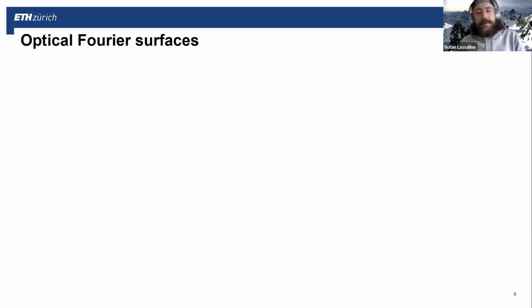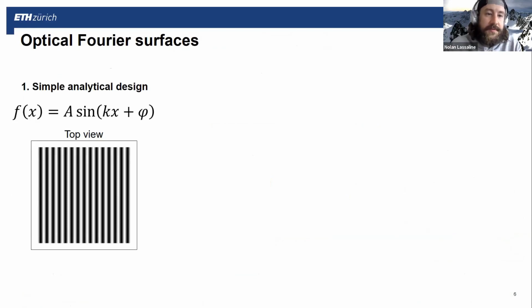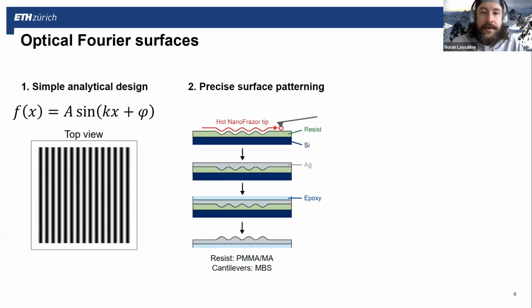So the way that we approach this problem is with a solution that we are proposing called optical Fourier surfaces. And the way that we do this is we start with a simple analytical design, which comes directly from Fourier mathematics. And with the NanoFrazor, we take that design, which is converted to a grayscale bitmap, and we simply print that mathematical profile, so to speak, into the surface with the NanoFrazor shown here.